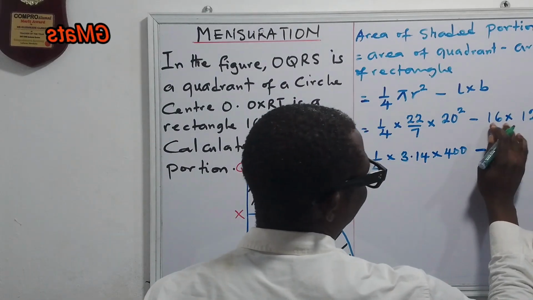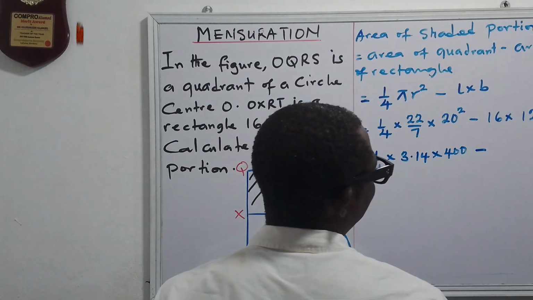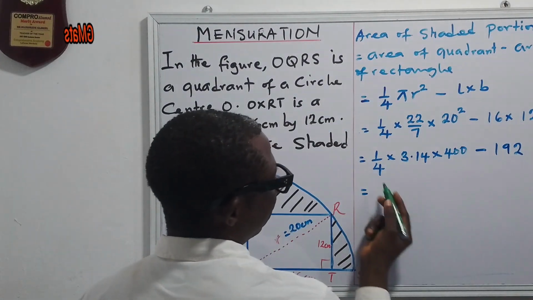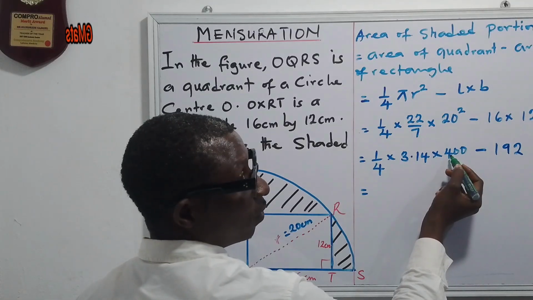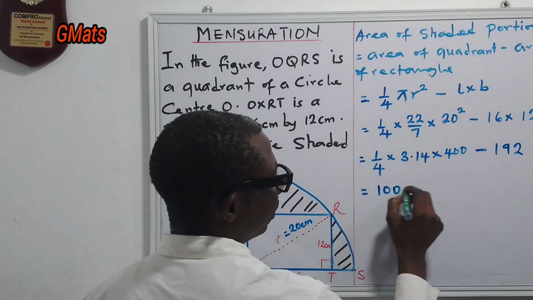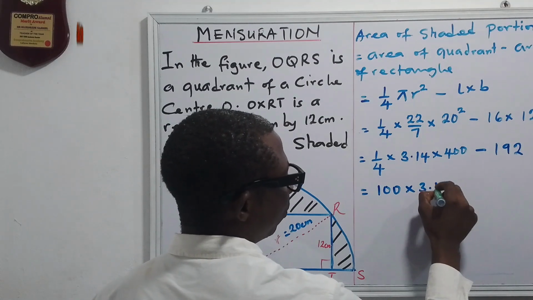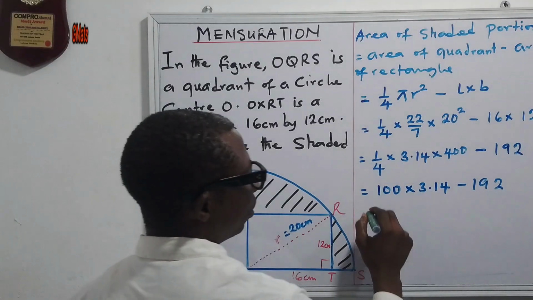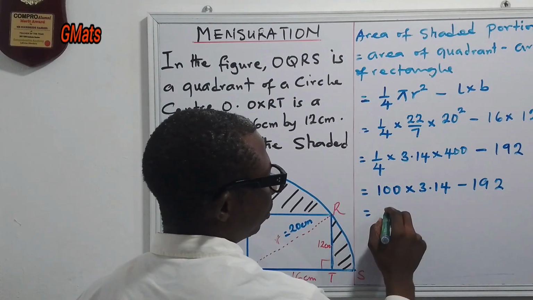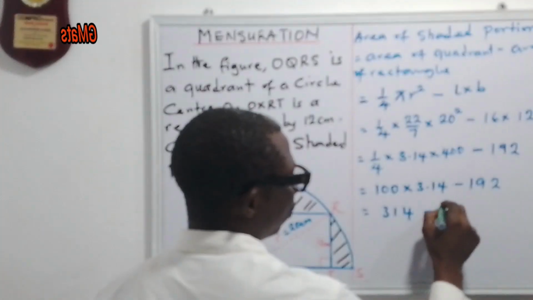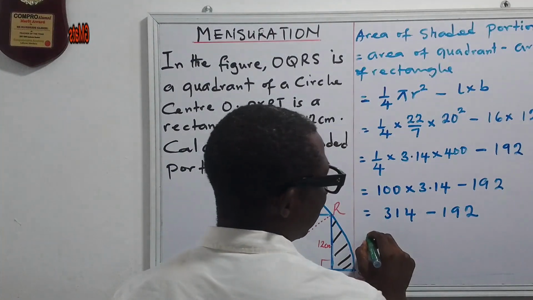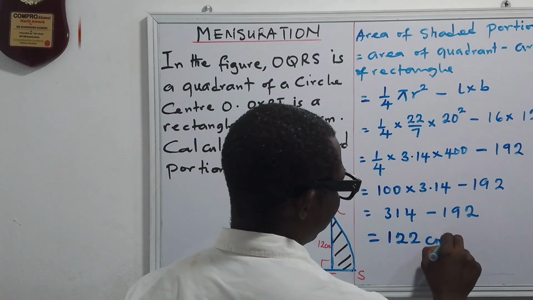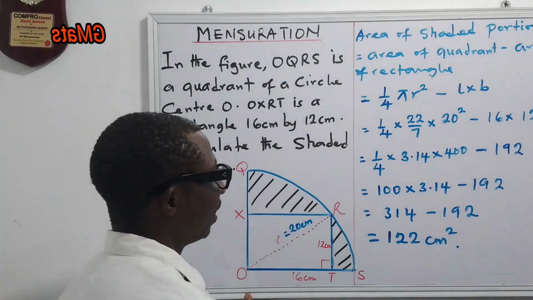When you multiply 16 and 12, what do you have? 192. Now this 4 divides 400, so we have 100 times 3.14 minus 192. When you multiply, you have 314 minus 192, and that gives you 122 centimeters square. So this is the answer to the problem.